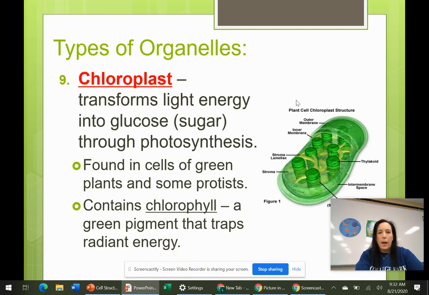All right, chloroplasts. These are in some protista, but they're really in plant cells. If you look at your cheat sheet, your handy dandy cheat sheet, chloro means green, and it transforms light energy into sugar or glucose. All living things need sugar of some sort, whether it's ATP, whether it's glucose. That's how we survive and live.